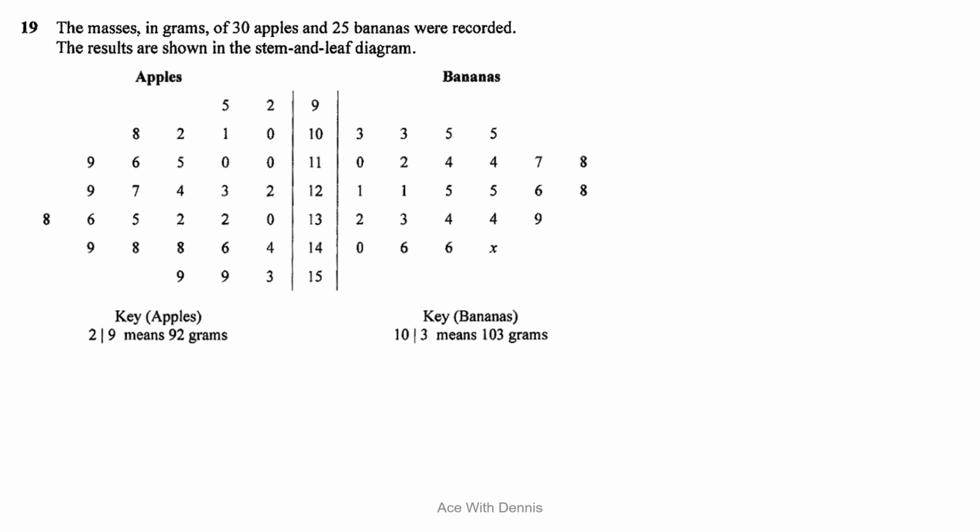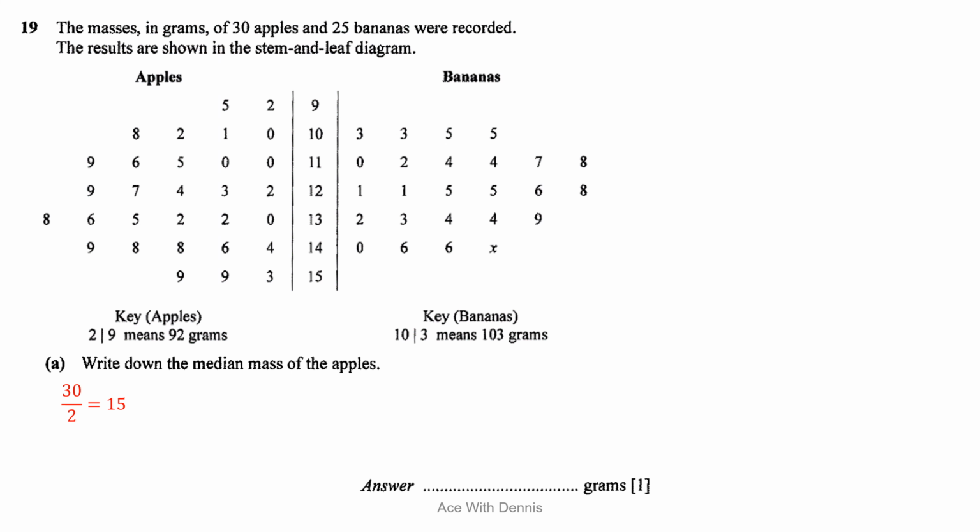Question 19. The masses of 30 apples and 25 bananas were recorded. The results are shown in the stem and leaf diagram. So here is the stem and leaf diagram. A. Write down the median mass of the apples. 1 mark. There are 30 apples in total, hence we take 30 divided by 2, which is 15, which means that the median is between the 15th data and 16th data. Hence, we need to count and locate where the 15th and 16th data are.